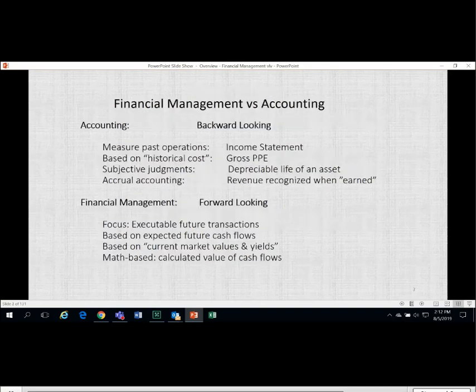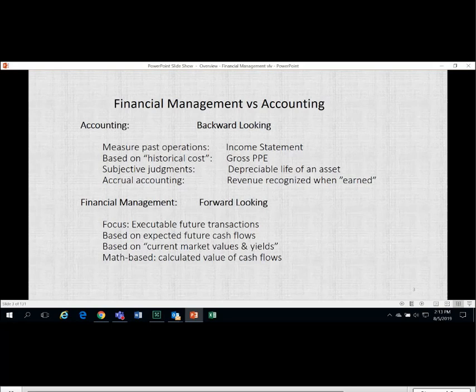There's a fundamental difference between financial management and accounting. Accounting is fundamentally backward-looking. That is, you're measuring past operations. For instance, in the income statement, you're looking at the results of company operations in the prior year and measuring the success or failure of those operations. Second, it tends to be based on historical cost. For instance, when you buy a machine, it is put on the books at a historical cost. It is listed under gross PPE, and that number stays the same. 10 years later, you're still using that same original purchase price for the value of that machine.